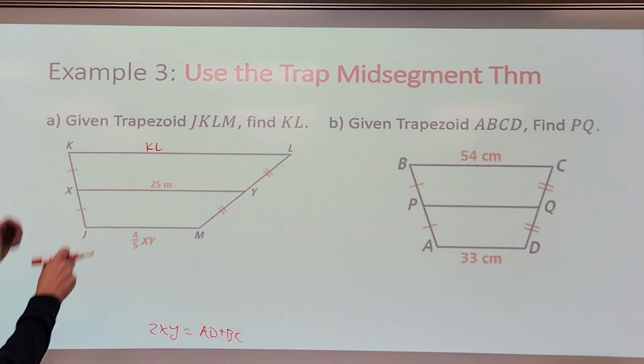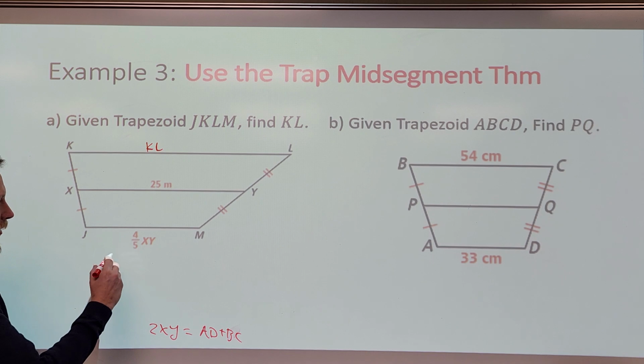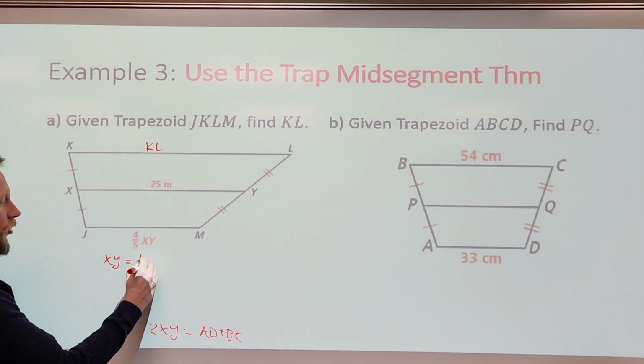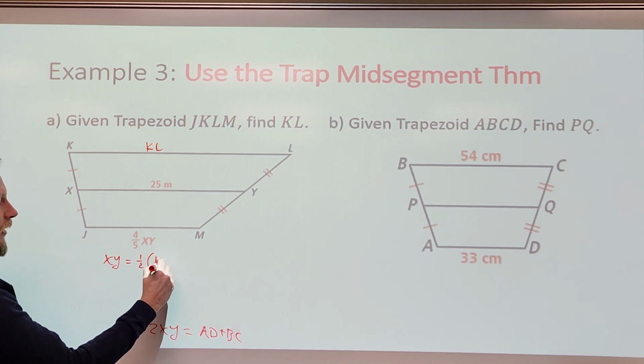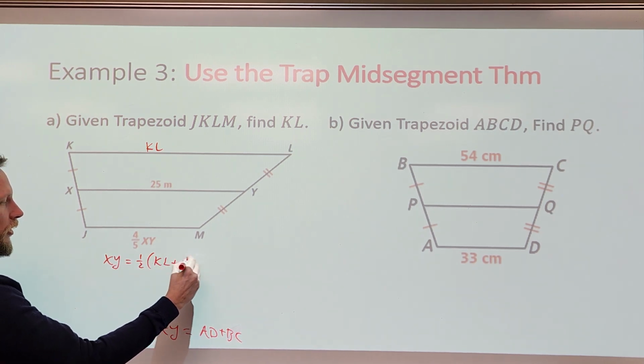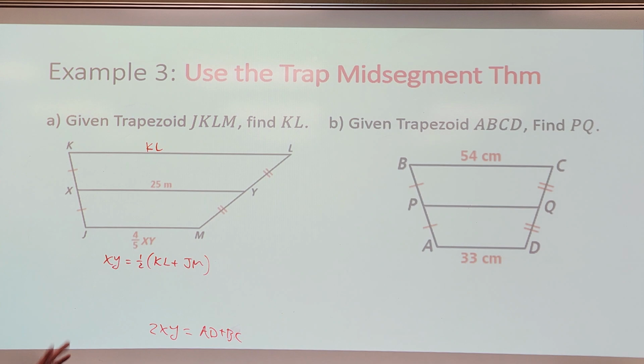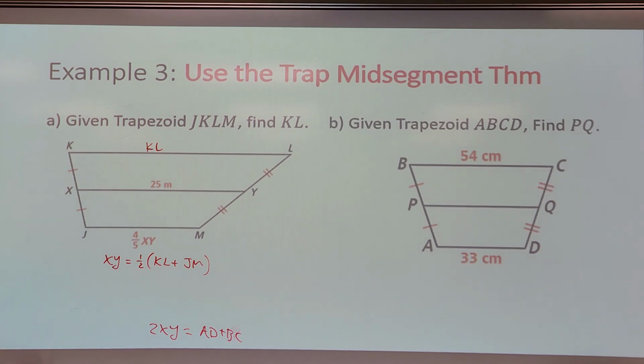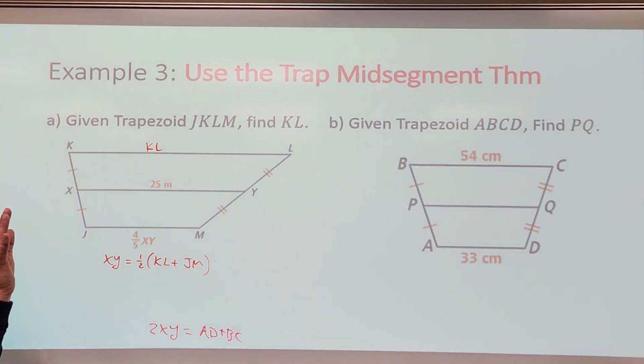So these are trapezoids, which means that the length of XY, this midsegment, is equal to half the length of KL plus JM. All right, so this is kind of a weird equation because we have a number, but then we have an expression, and then we have another expression. It's a little bit messy, so let's try to figure out how we can think through this. You may find it valuable to double both sides.